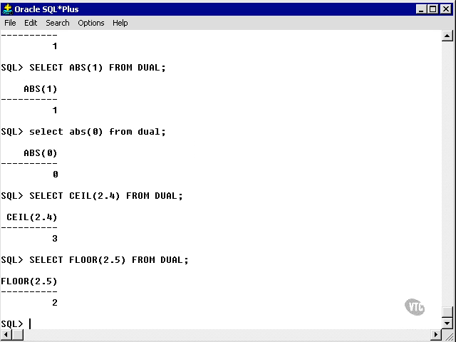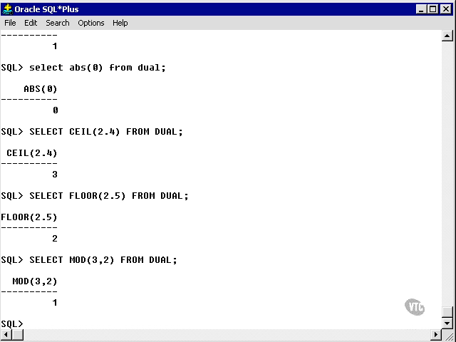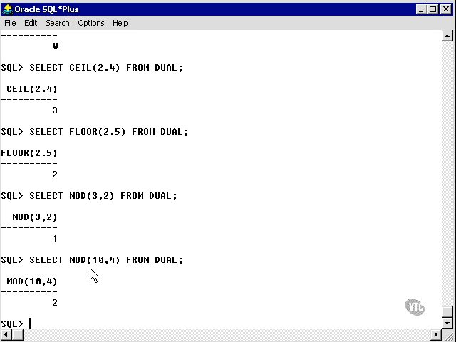Now let's try the modulus. As we said, the modulus is like a remainder function. All we're doing is we're saying 3 divided by 2 gives me 1 plus a remainder of 1. So if we did select mod 10, 4 from dual, we would actually get an answer of 2. What's happened is we've divided 4 into 10 twice. 2 times 4 is 8. 10 minus 8 gives you 2.